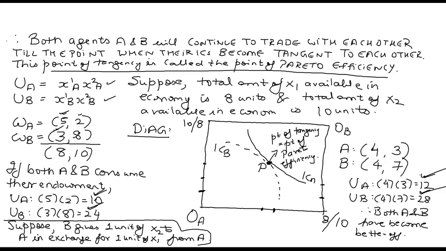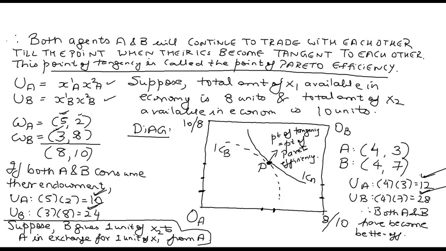No agent will want to deviate from point P. They will keep on trading with each other until they reach this point. But once they have reached it, they will not trade further, because now if they trade, one agent will become better off by making the other agent worse off.